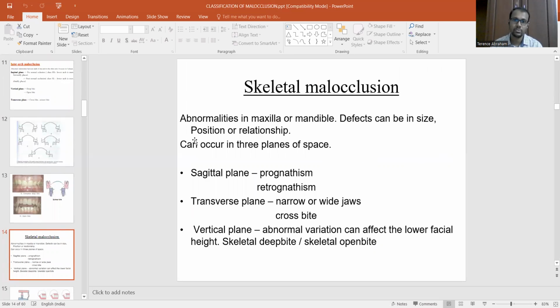Coming to the skeletal malocclusion, that is abnormality between the maxilla or mandible. It may be either maxilla or mandible or both. The defects may be a difference in the size, or a defect in the position, or it may be in the relationship between the maxilla and mandible. It occurs in the three planes of space: in sagittal plane, prognathism and retrognathism; transverse plane, the constricted jaw, or the crossbite; vertical plane, it may be the variation in the lower facial height, that is skeletal deep bite or skeletal open bite, which results in the variation in the lower facial height.